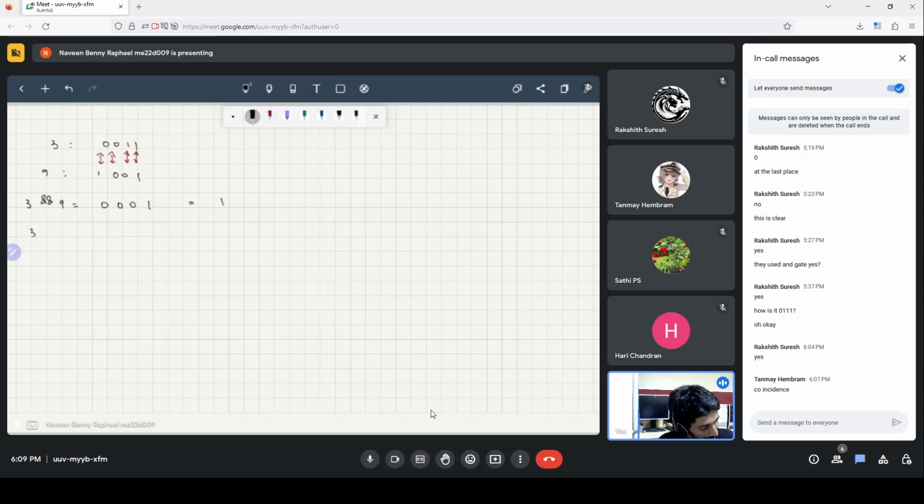And likewise 3 OR 9. This is the way programmers write OR. We get 1011, which is 9 plus 2, 11. So this allows us to get the fastest way to check if a number is even or odd.